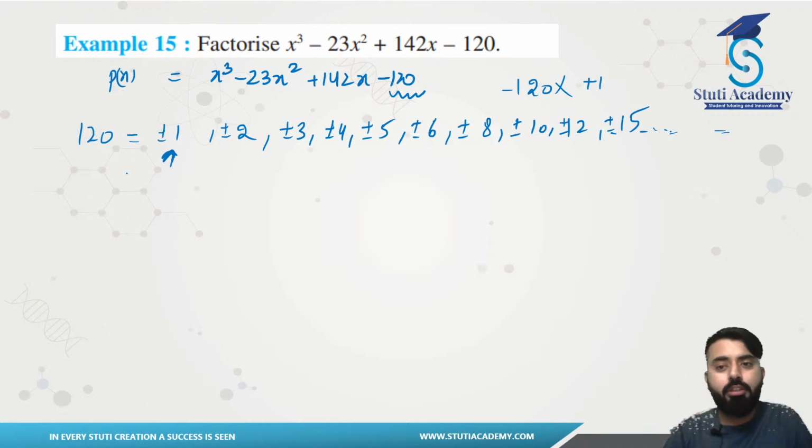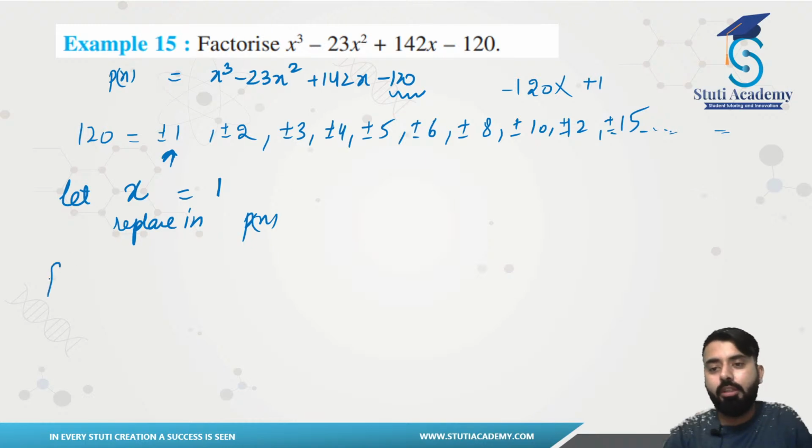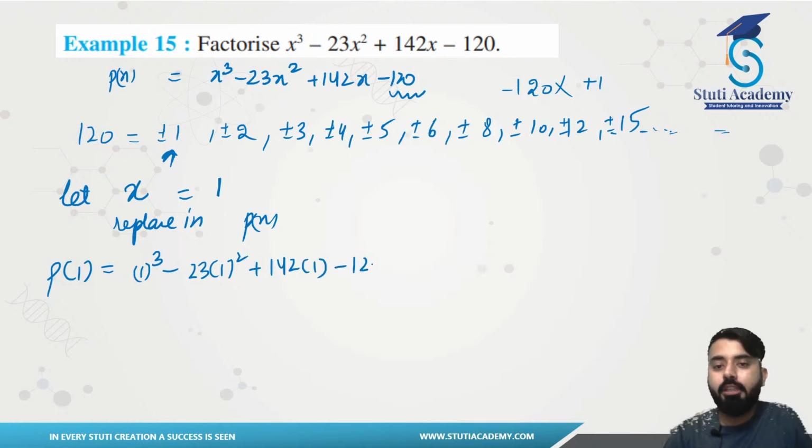So I'm going to start with this one. I will be assuming let x equal 1 and replace it in p of x. So p of 1 is equal to 1 cube minus 23 into square of 1 plus 142 into 1 minus 120. The cube of 1 is 1 and the square of 1 is 1 also. 1 into 23 will be negative 23. This will be positive 142 and ultimately this will be minus 120.